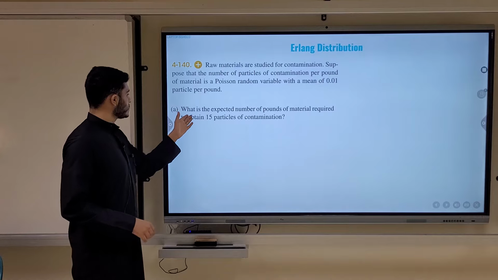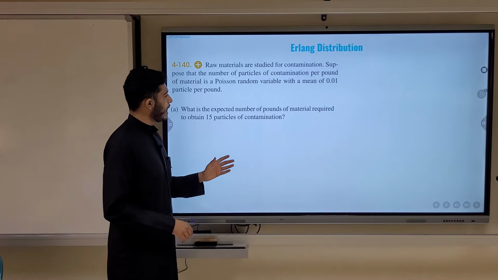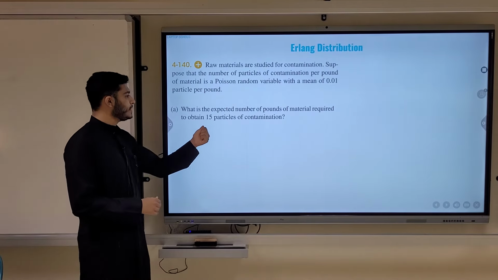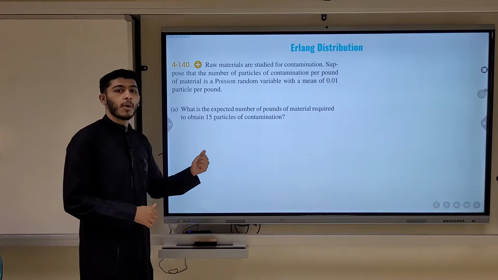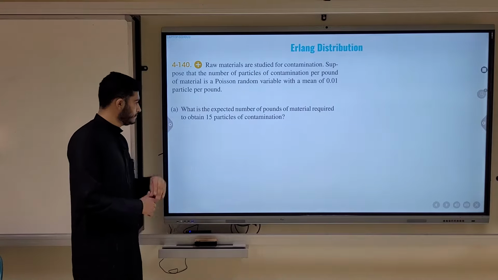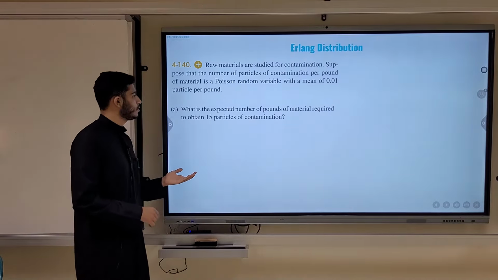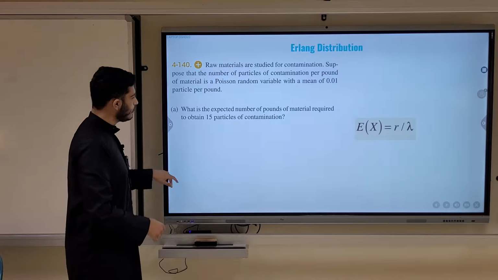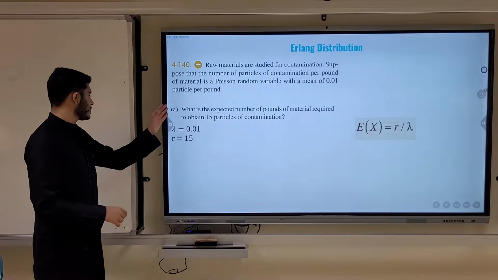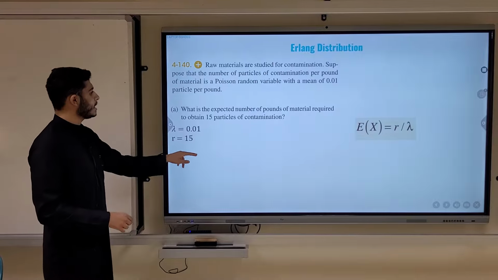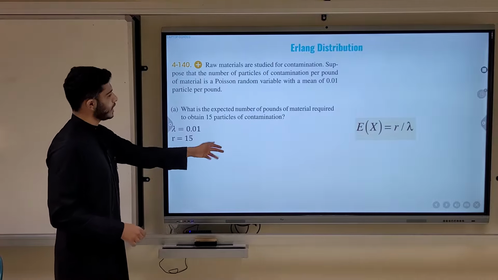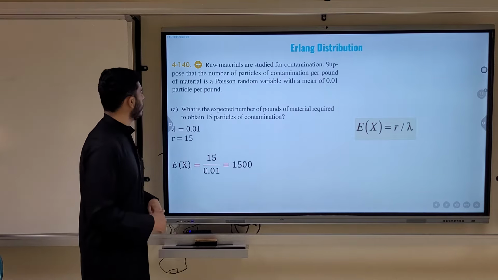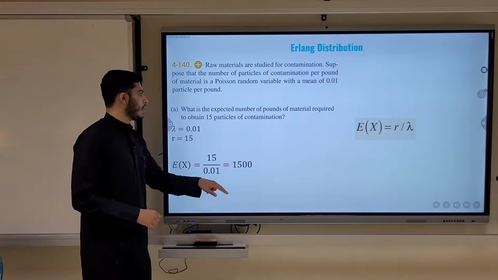So what is the expected number of pounds of material required to obtain 15 particles of contamination? The 15 particles are the number of successes. This is our r that we need to use in order to find the expected value. Here are the parameters we are going to use, where r is the successes and lambda is the rate, and at the end this is going to be the number of pounds of material required.